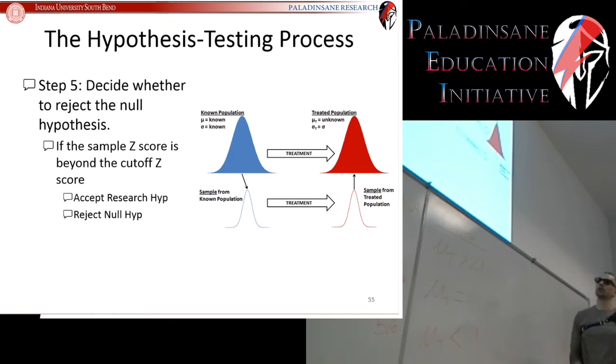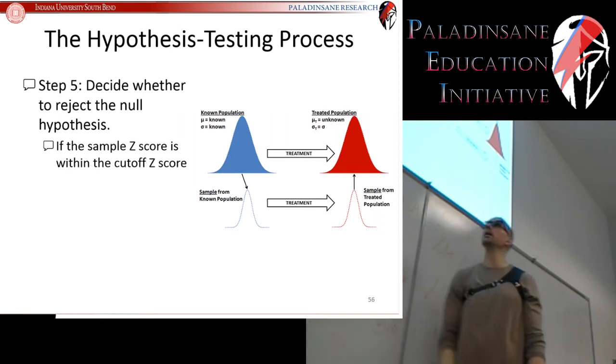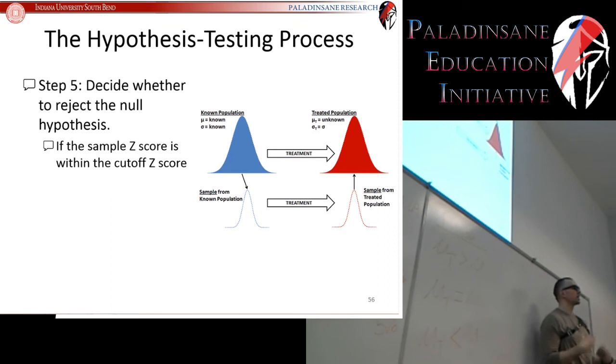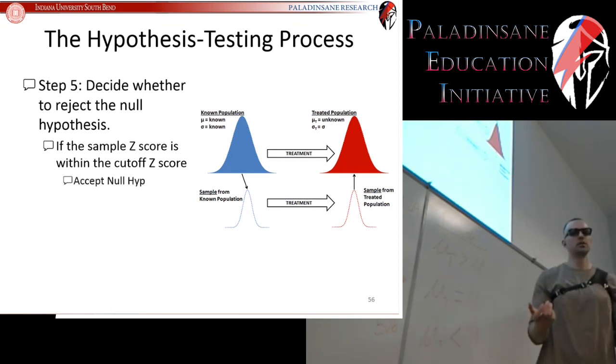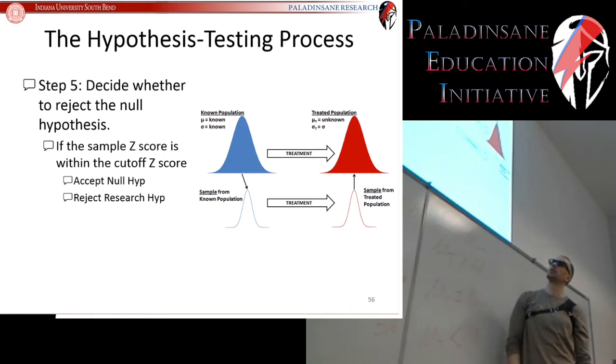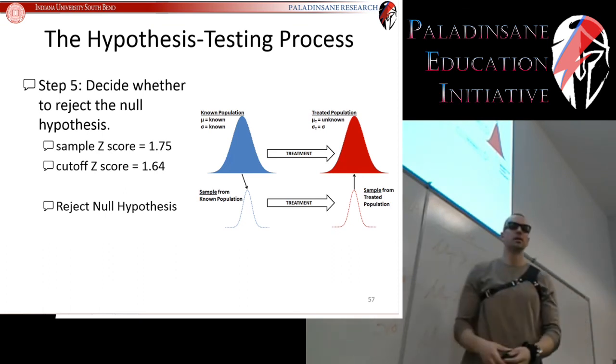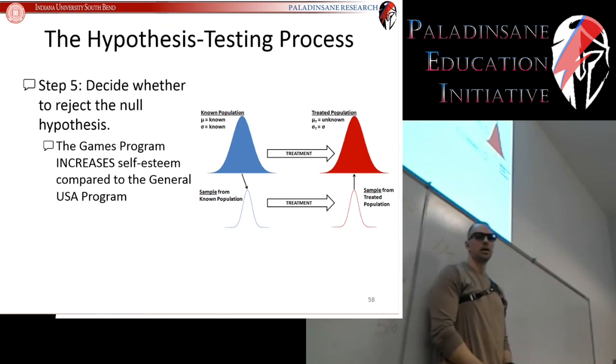If the other situation occurred, where our sample mean was somewhere in here, somewhere in the body, well then we would do the opposite. We would accept the null hypothesis and we would reject the research hypothesis. As it is, our decision is made. We're going to accept the research hypothesis and reject the null hypothesis. And our final conclusion is that our games program does increase self-esteem. Our games program does make self-esteem higher. It does increase the self-esteem of our students.